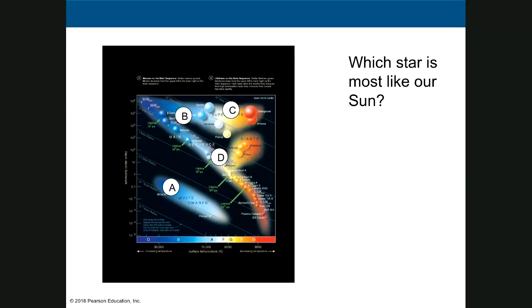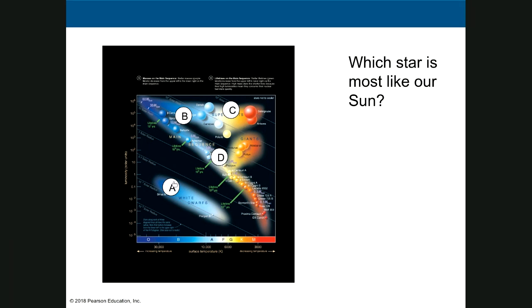Okay, so now we'll warm up with some more questions on the Hertzsprung-Russell diagram. So which star is most like our sun? All right, if we look here, A, B, C, or D. Now think about our own star. When you ask yourself, is our star a giant or a supergiant? No. Is our sun a white dwarf? No. And how do we get those answers?